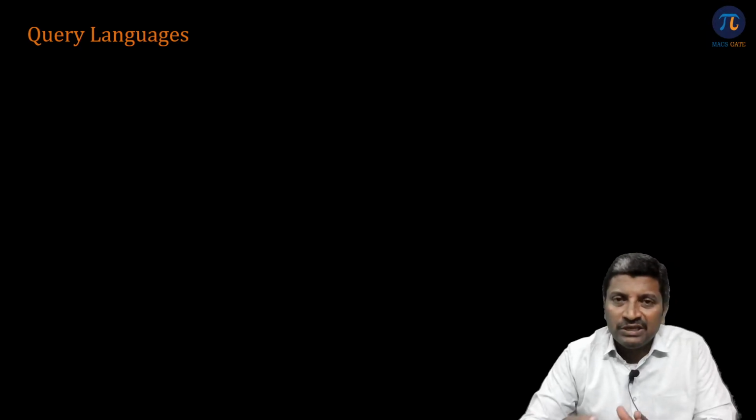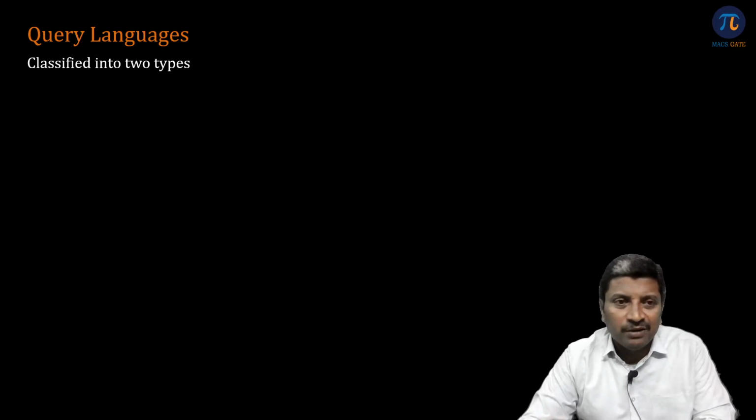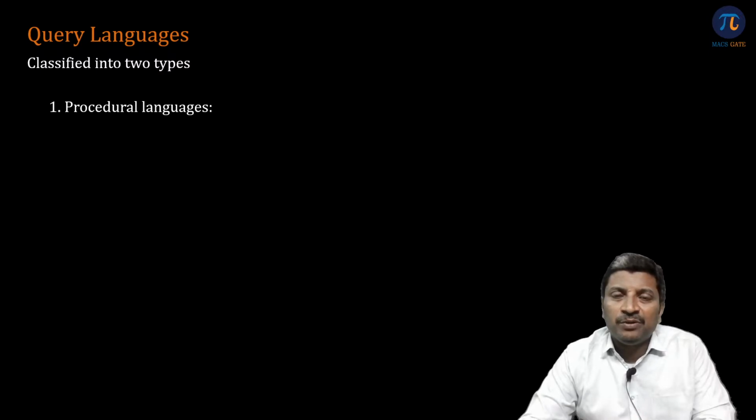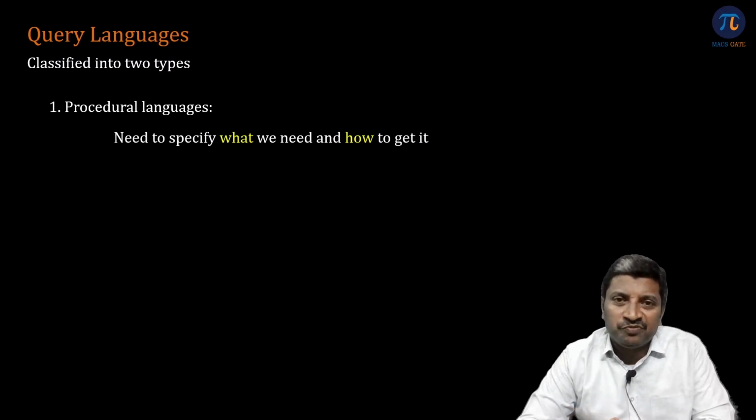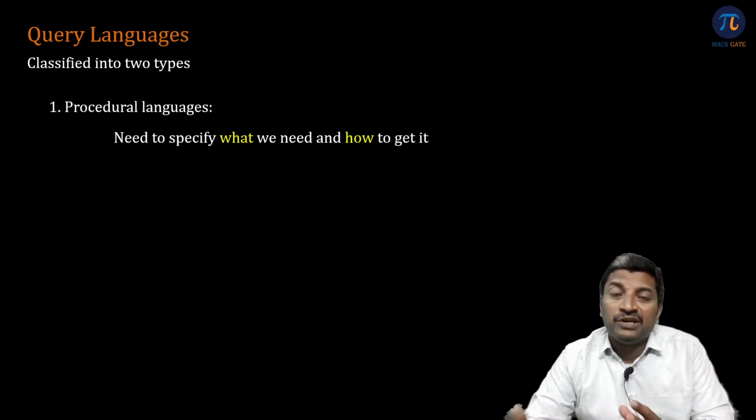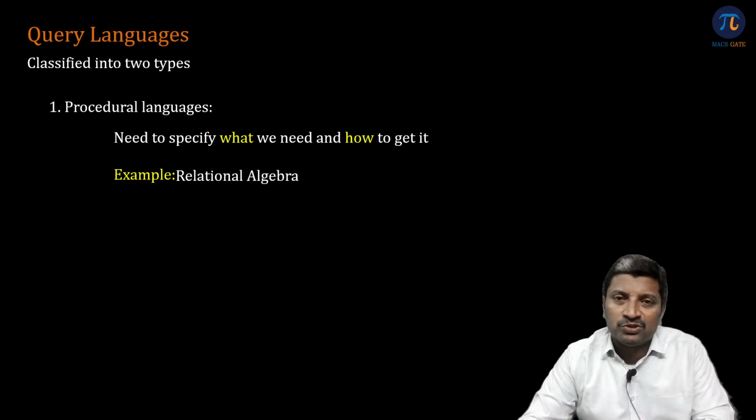What are query languages? The languages which can be used to answer a query are query languages. Query languages are mainly classified into two types. The first one is procedural languages. In procedural languages, we need to specify what we need and how to get it. The best example of a procedural language is relational algebra, which we are going to start today.